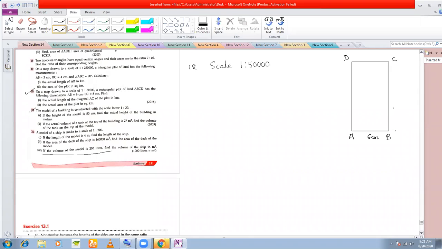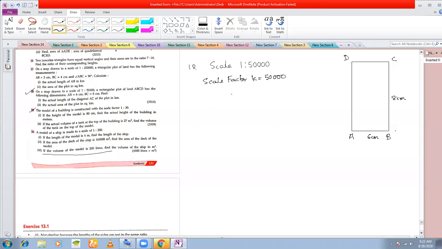That is why I sent you the chapter from my textbook, so that you are able to check the problem numbers. AB is 6 centimeters and BC is given to be 8 centimeters, and the scale is 1:50,000. So what is the scale factor here? Scale factor K is 50,000.